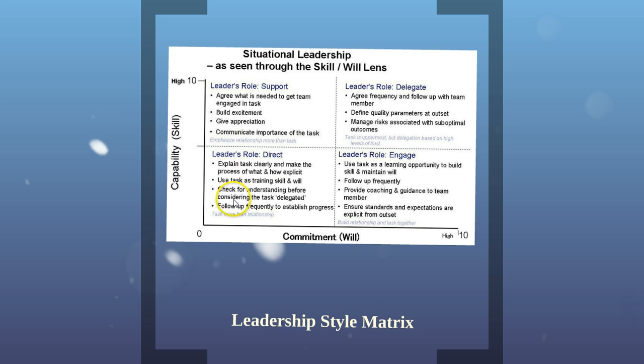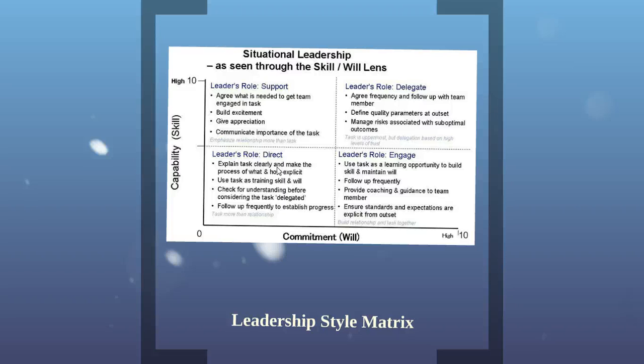So we have 4 different ones. I'm going to run through them a little quickly and then go into much more detail in class. But you have this one here where you have low skill, low will. And this is the direct role. This really just tells you as a leader how involved you need to be, and you might hear some people call it micromanaging, which is appropriate in some areas and doesn't have to be in others.